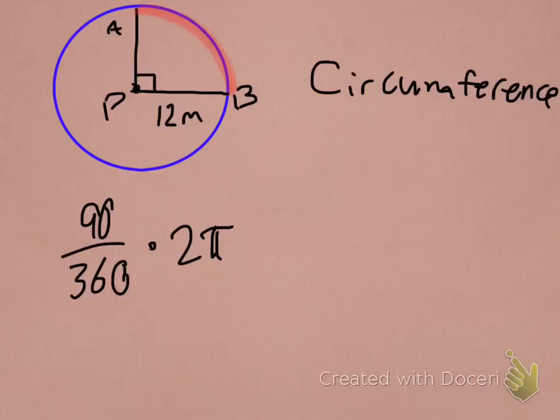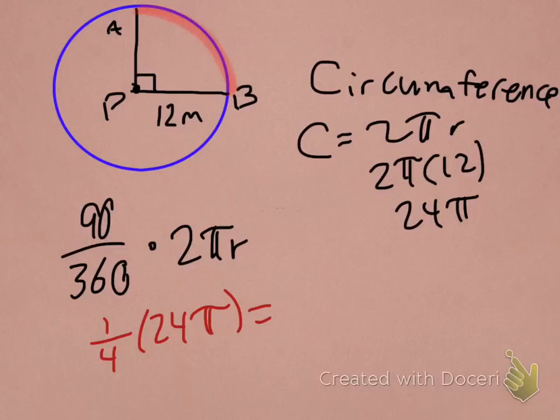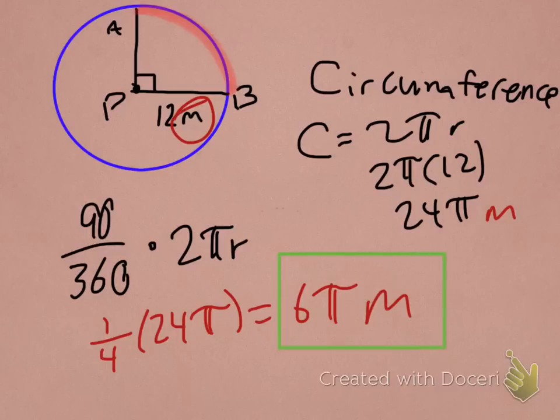But what is 2 pi r in this case? The circumference, C equals 2 pi r, which is 2 pi times the radius, which is 12, which gives you 24 pi. So to continue the work down here, we're going to have 1/4 of 24 pi, which is 6 pi. And again, the unit is meters, which means my answer here is meters. So we end up with 6 pi meters as the answer.